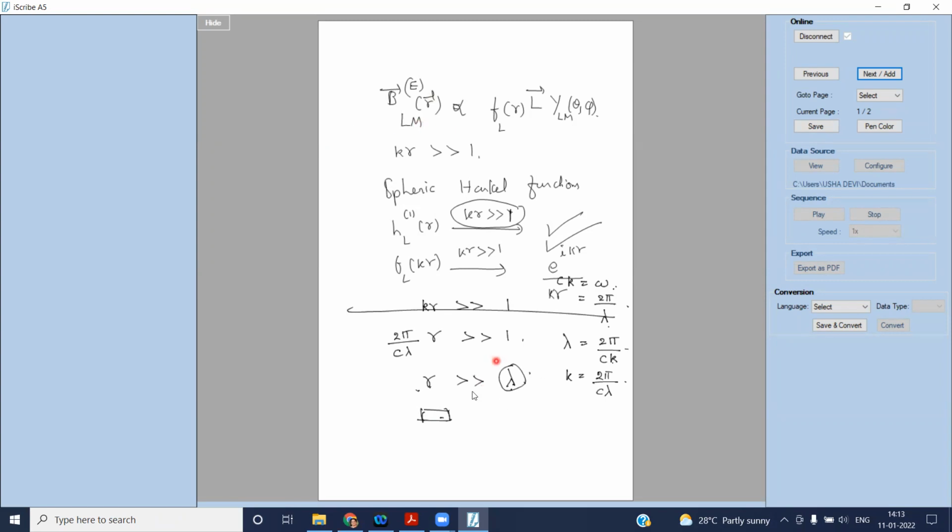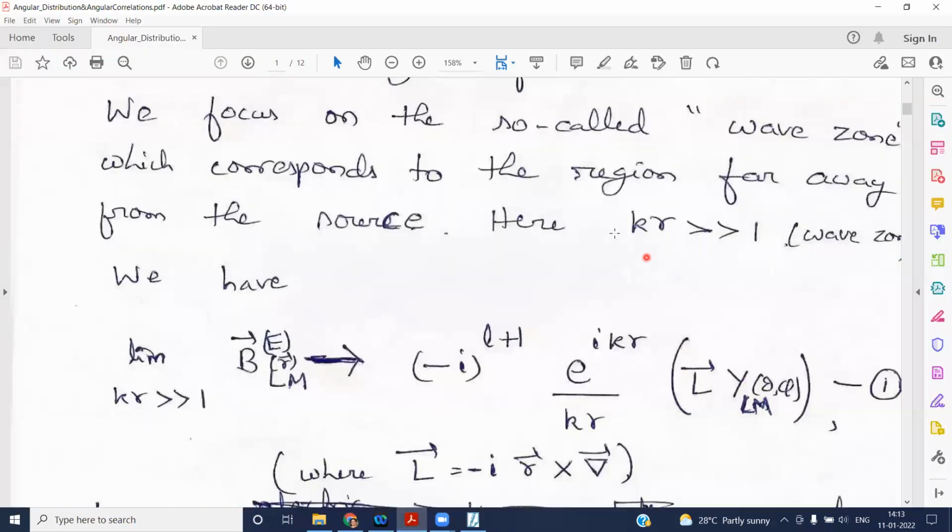This is not required for your exam, but there is a meaning in all these wave zone, near zone, and so on, where the spherical Hankel functions or whichever functions appear in the solutions, they have a reduction. They show you some simpler structure.